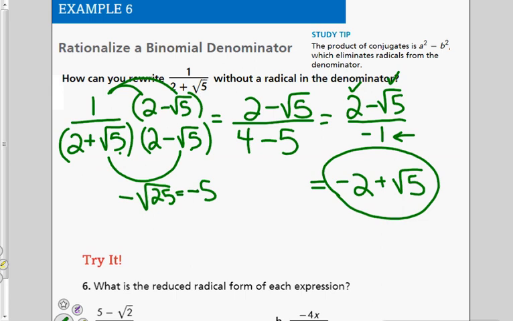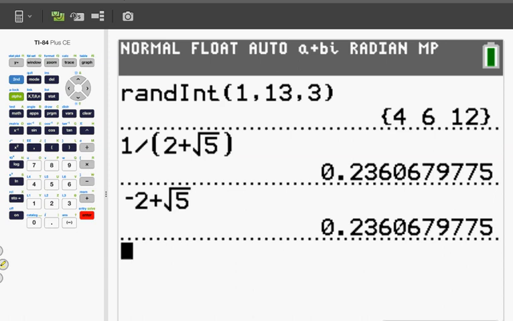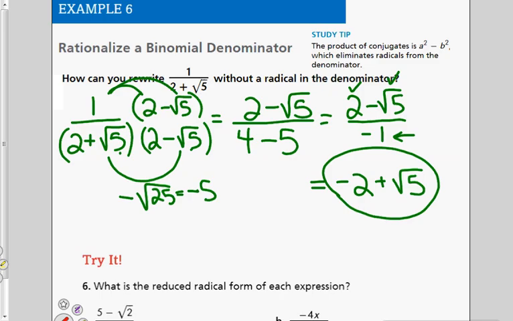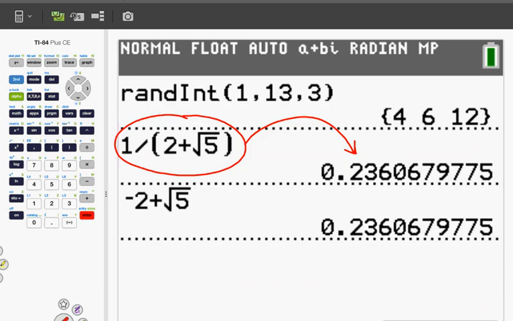And I have a little trick to show you here to check your work. If you go to your calculator and you type in the original problem like I did here, 1 divided by 2 plus root 5, you get this weird decimal. Our answer, if you recall, was negative 2 plus root 5. If you type that in, you get the same weird answer, proving that we simplified it correctly. All right? It's a good check at the end before you turn in a test to make sure you did it right.